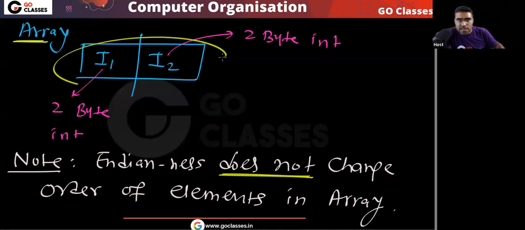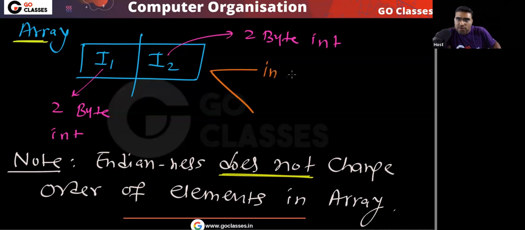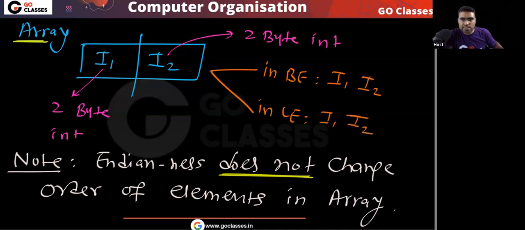So this is the main point here. This is the array. Whether you take big endian or little endian, in both situations this order will not change. First I1 will come, then I2 will come. Is this clear? Very simple point, right?